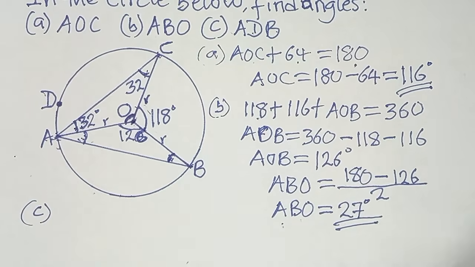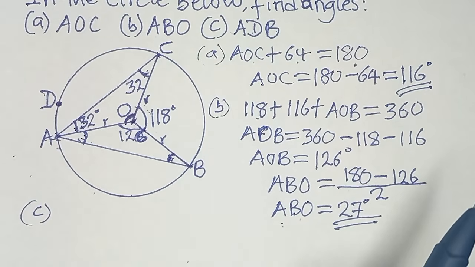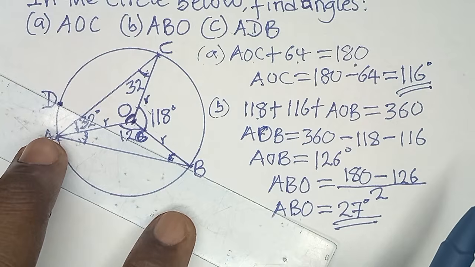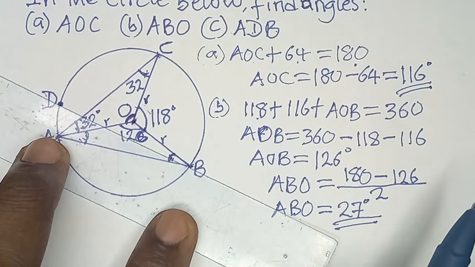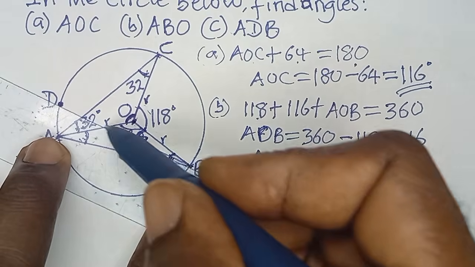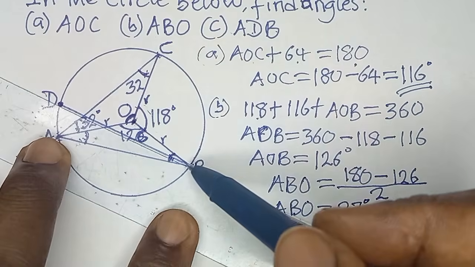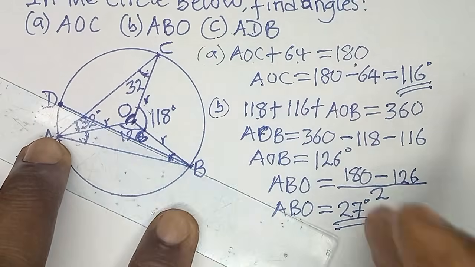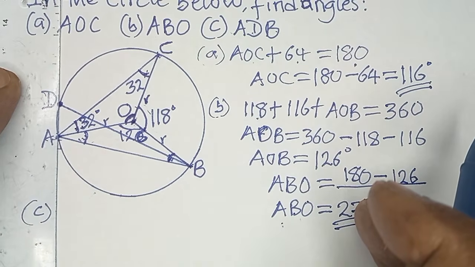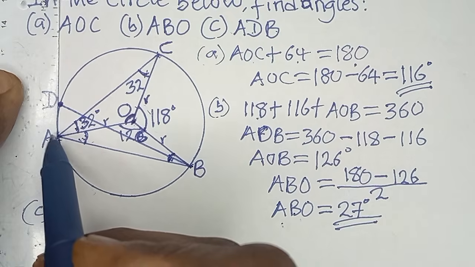ADB. Now, if you look at it, between D and B there's no line. So we can simply trace out the line from D to B so that we can see what we are asked to look for. Let me draw it as a bold line so that it will be easier for us to see. So we're asked to look for this angle ADB.